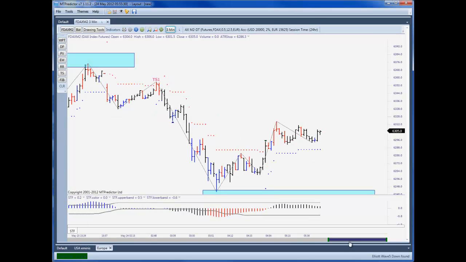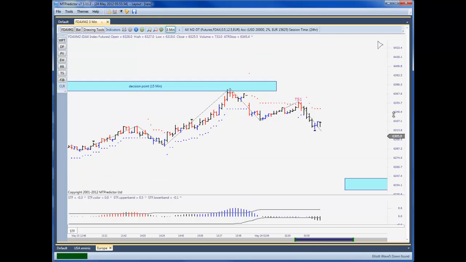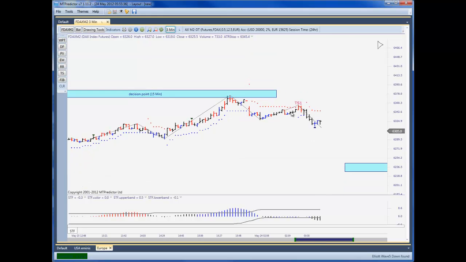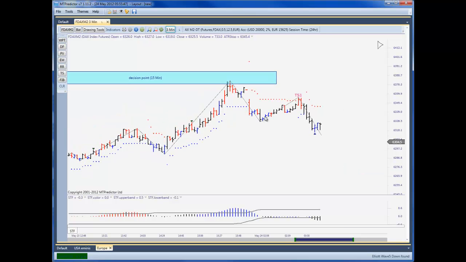Well, if we go back to the 3-minute chart and I scroll back a bit, you can see that we have this TS1 cell setup here. Now, what is special about this TS1 cell? Well, it's special because it comes as the first correction, which is what this is, after the first move, which is what this is, of an important high or low, in this case a larger degree 15-minute high.